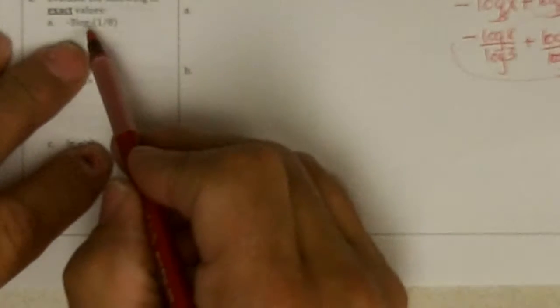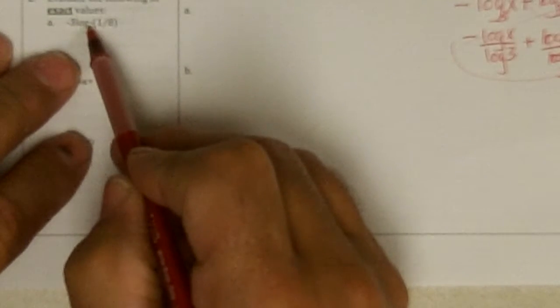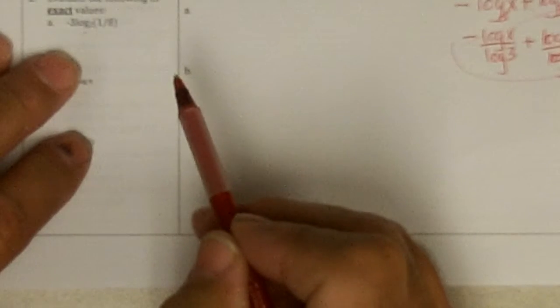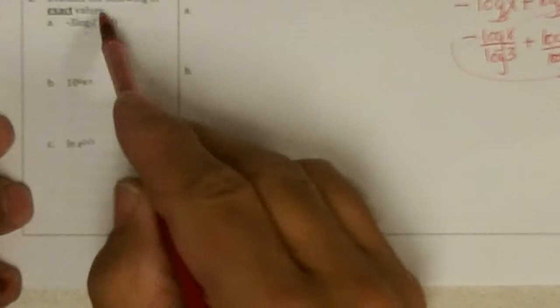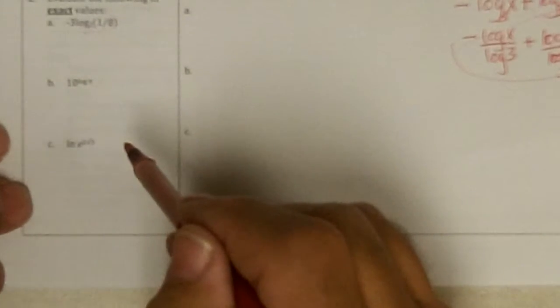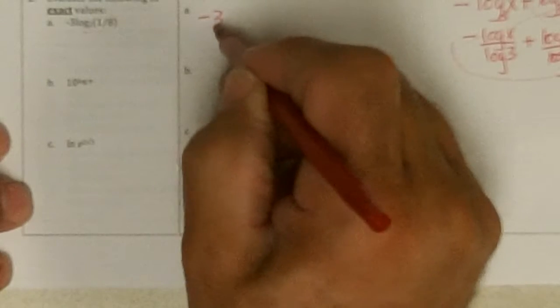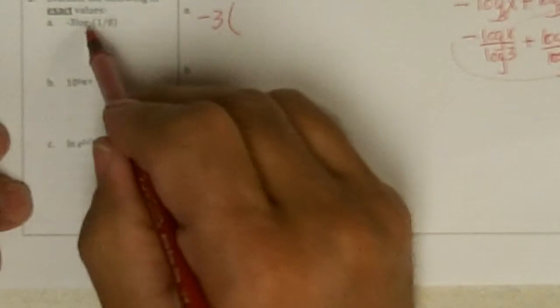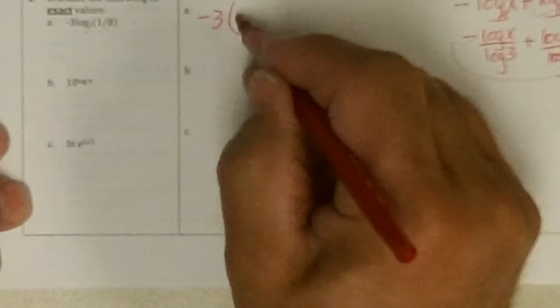Let's go to number 2. Find the exact values. So this means don't type it into your calculator. Get the exact values. So this says, to what power do you take 2 to get 1/8? Well, 2 to the third is 8. So 2 to the negative third is 1/8. So we have negative 3 times 2 to the negative 3 is 1/8.